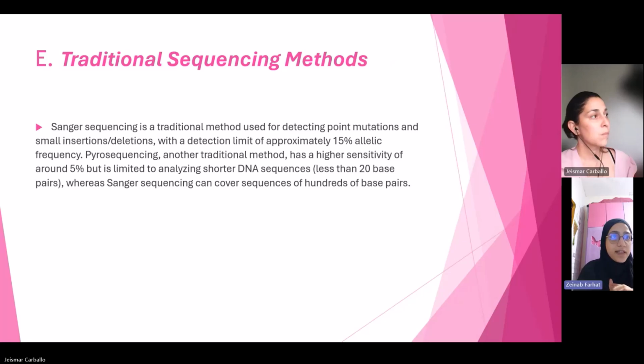The other method is Sanger sequencing. Sanger sequencing is also a traditional method to detect point mutations, small insertions, and deletions with a detection limit of approximately 15% allelic frequency. And Sanger sequencing depends on the concept of dideoxynucleotides, where there will be a chain termination when the nucleotide is there, and it's also specific. There's another type of sequencing, which is pyrosequencing, that has higher sensitivity, around 5%, but it's limited to detecting shorter DNA sequences, while Sanger sequencing covers hundreds of base pairs. It could be up to 300.